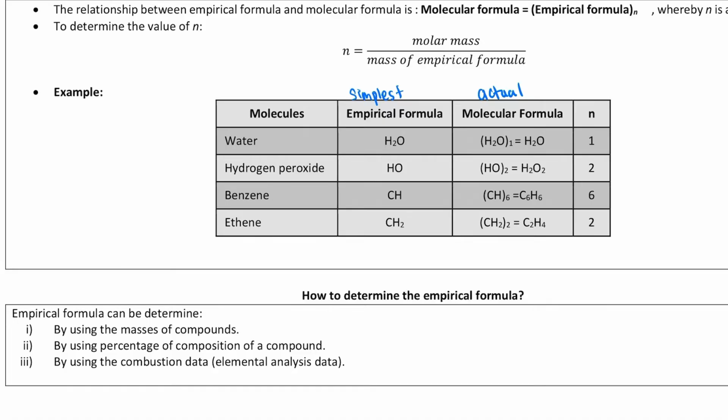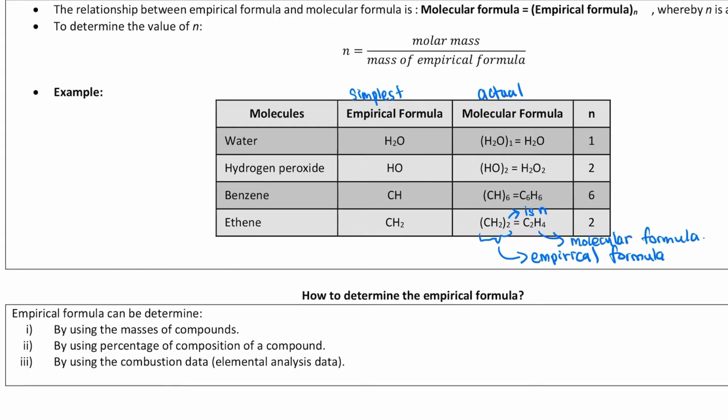Hopefully you can see here, this one is the empirical formula, and then the subscript 2 here is n. So that is n, and as a result, we will get the molecular formula.